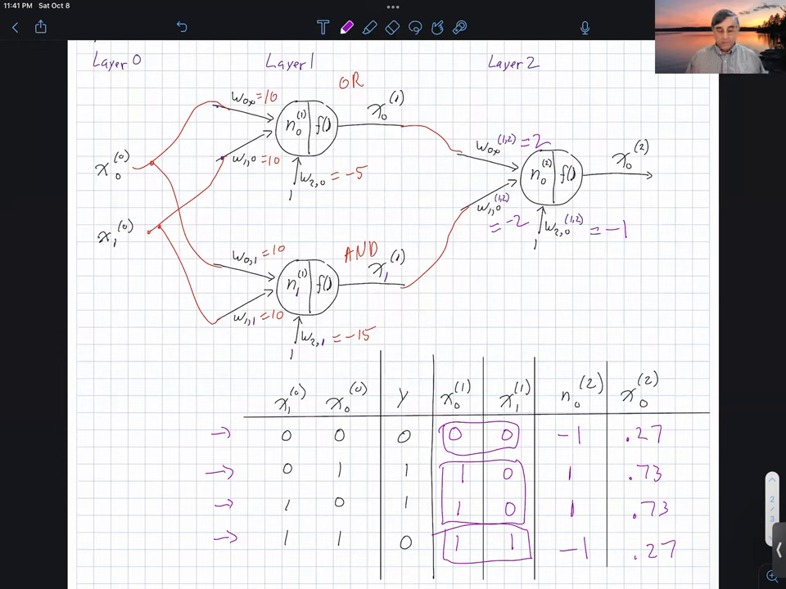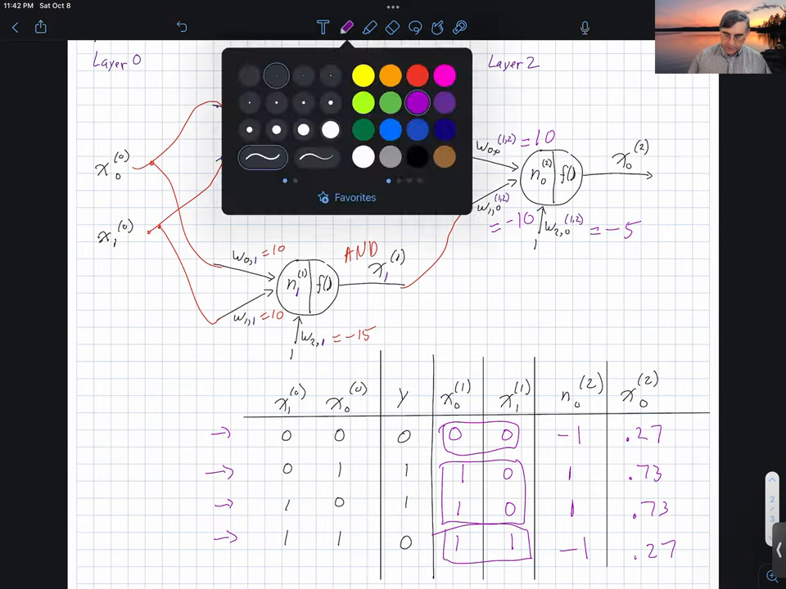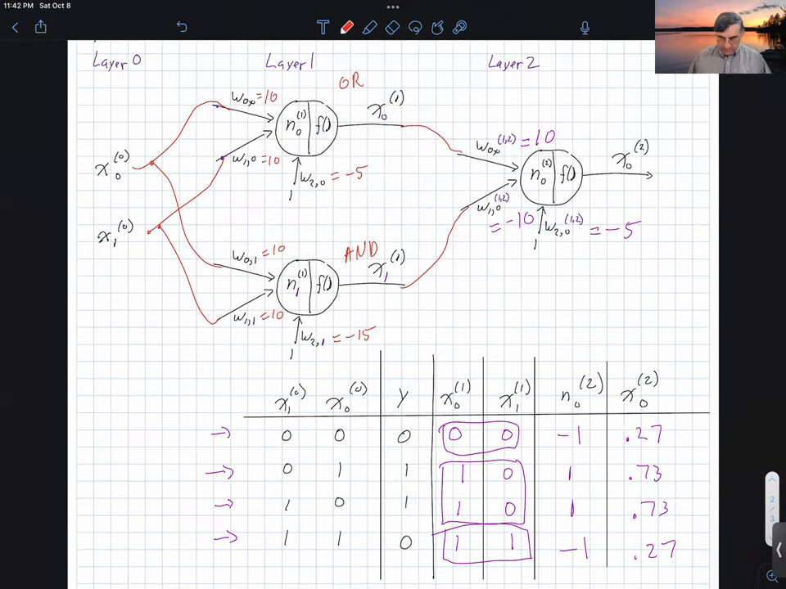Well, let's do what we did with the AND solution, which is to increase the magnitude of our parameters. So one possibility is to set W to the bias term to negative 5. This parameter here, W0 to 10. And this parameter here to negative 10. What that does is, instead of a net input in the first row of negative 1, we now have negative 5. Here we have 5 and 5 and negative 5.